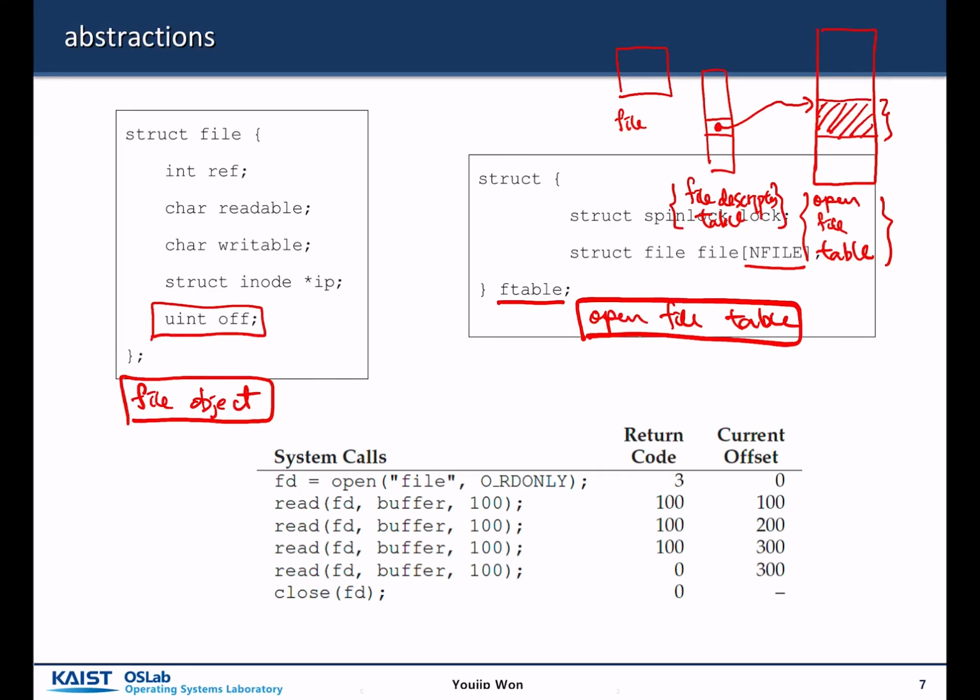There is a system call. It opens a file and reads from the file descriptor, 100 bytes. It performs a read of 100 bytes 4 times. On the first read, the file offset is updated from 0 to 100. On the second read, the offset is updated from 100 to 200. On the third read, the offset is updated from 200 to 300. However, on the fourth read, because there is no content left, it does not read anything, returning 0, and the file offset remains the same.